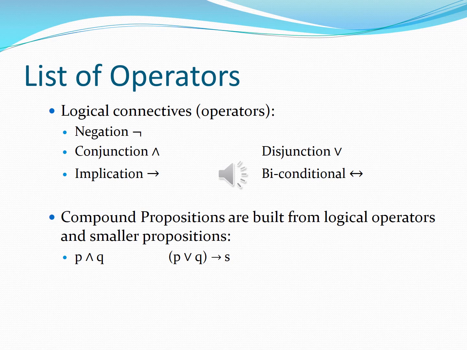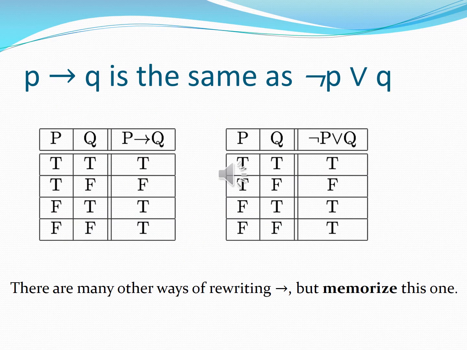So we may use more than one operator at a time, and when we do so, we call this statement a compound proposition. The statement if P then Q is the same as the statement negative P union Q. And as you can see, the truth table here for both statements produces the same result. There are many other ways of rewriting a statement.